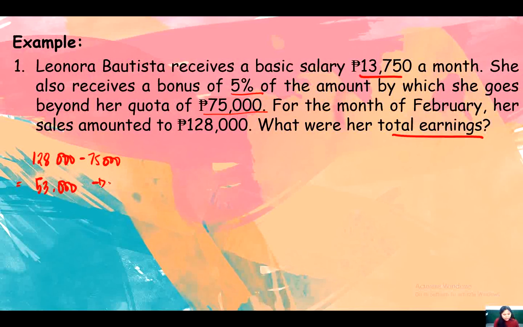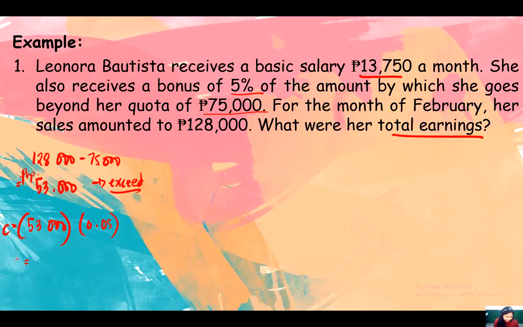Okay? Ito yung kanyang exceed. Okay, nag-exceed siya ng 53,000 pesos. So, ngayon, kukunin natin yung 5% ng 53,000. Kasi sabi dyan, makaka-receive daw siya ng bonus na 5% kapag nag-exceed siya dun sa kanyang quota. Okay po? So, we are going to get the 5% of the 53,000. Ayun yung kanyang commission bonus. Okay? So, 5% is equal to 0.05.